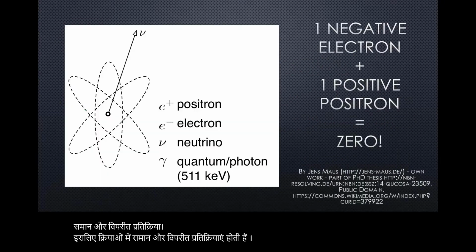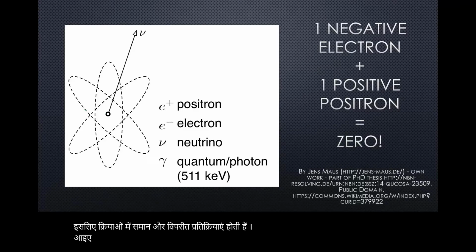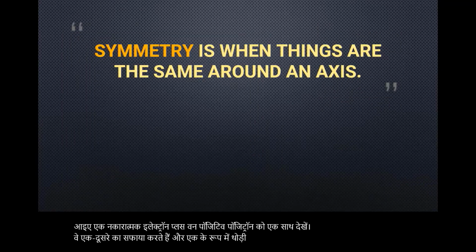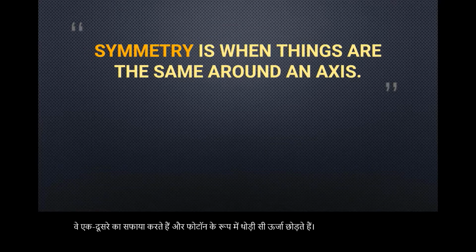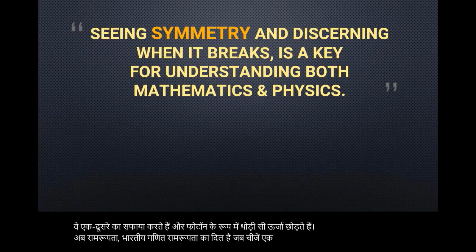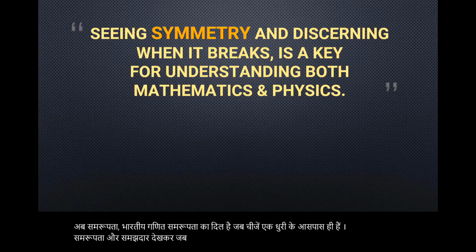Let's look at 1 negative electron plus 1 positive positron. Together, they equal 0. They annihilate each other and release a little bit of energy in the form of a photon. Now, symmetry, the heart of Indian mathematics, symmetry is when things are the same around an axis. Seeing symmetry and discerning when it breaks is a key for understanding both mathematics and physics.